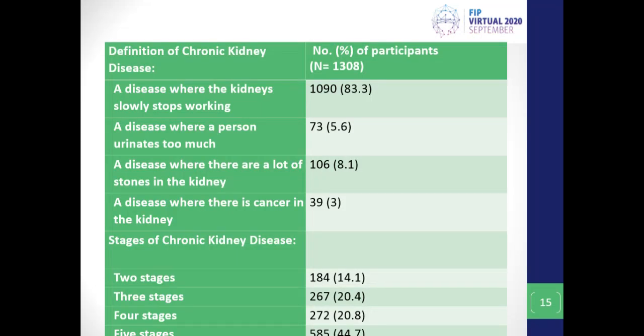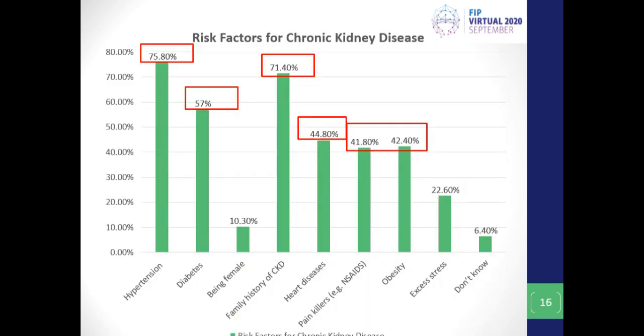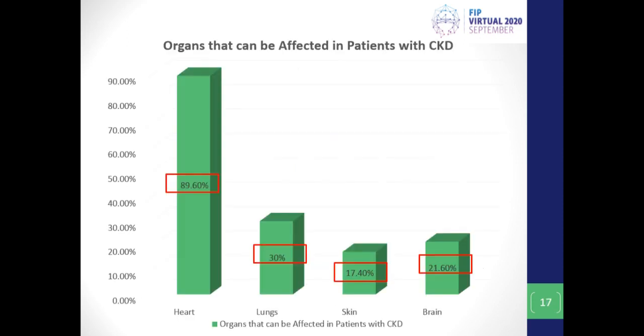As for defining kidney disease, the majority knew that it's disease when the kidney stops working, and only 45% knew that we have 5 stages of chronic kidney disease. As for risk factors, majority knew hypertension, family history of CKD as risk factors, whereas only 57% knew diabetes, only 45% knew heart disease, and around 42% knew that painkillers and obesity are also possible risk factors. When asked about the organs which can be affected in a patient with CKD, majority knew heart to be affected, whereas lungs, skin, and brain were only known by a minority of the respondents.